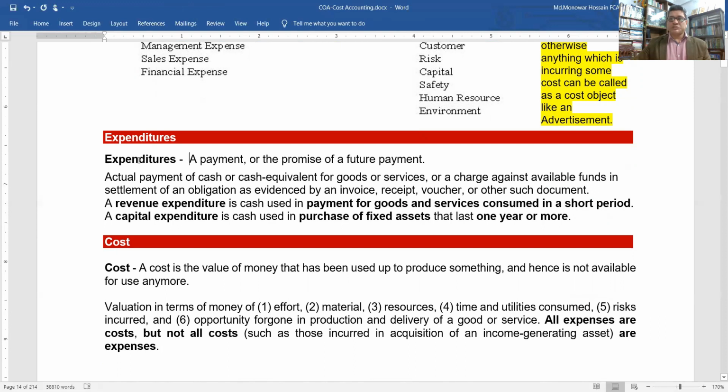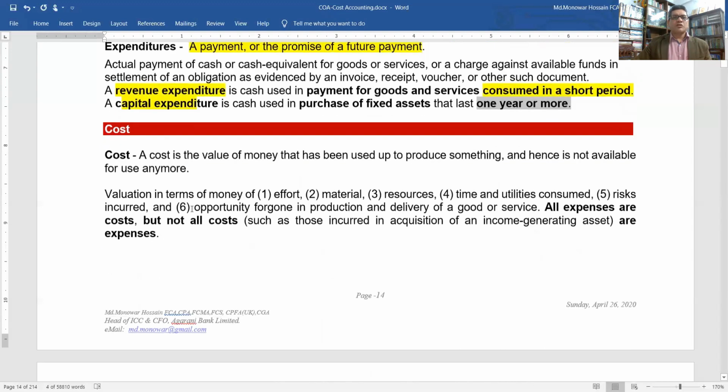That means expenditure. Expenditure is a payment or the promise of future payment. Revenue expenditure is payment for short-time consumption, and capital expenditure is payment for a long-term asset.